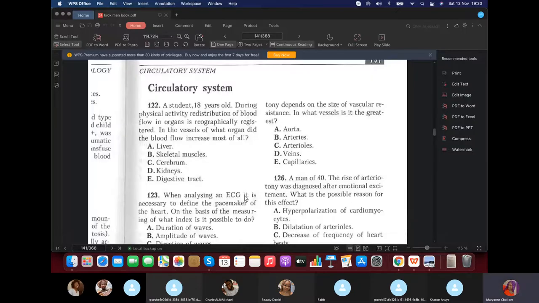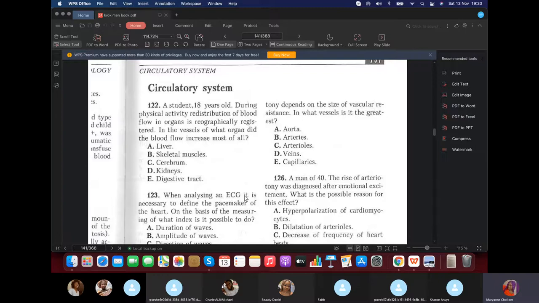Circulatory system. A student, 18 years old, during physical activity, with distribution of blood flow in organs rheographically registered. In the vessels of what organ did the blood flow increase the most?